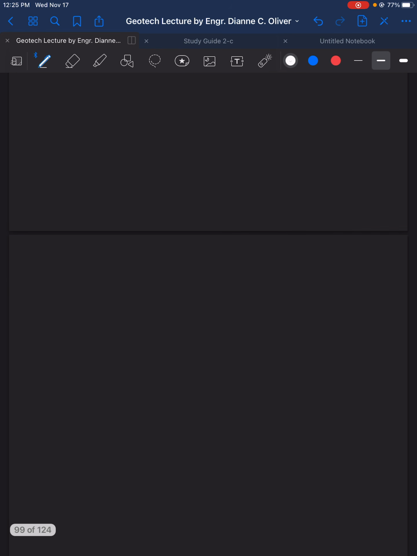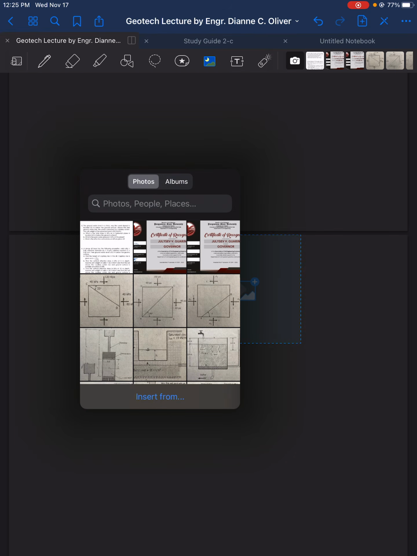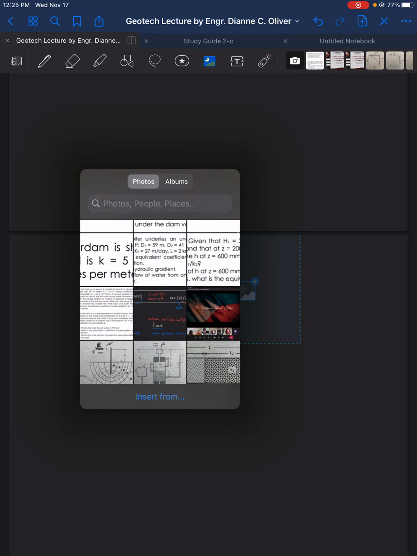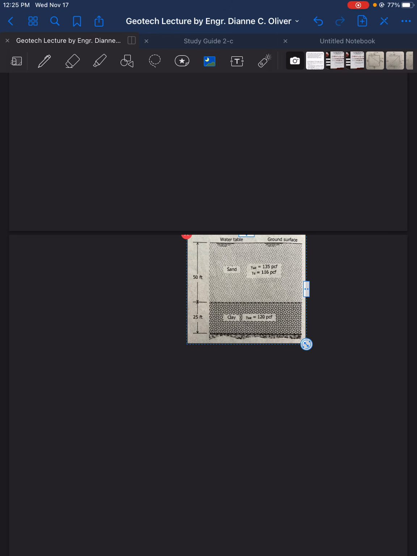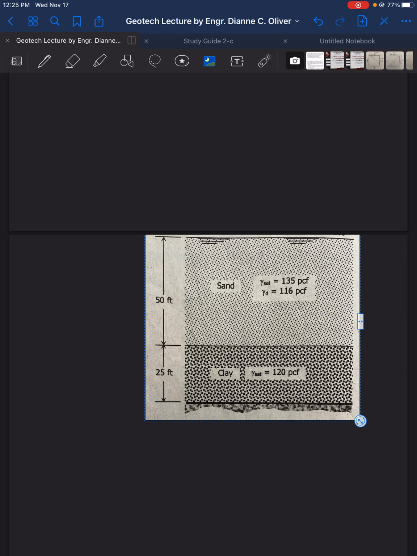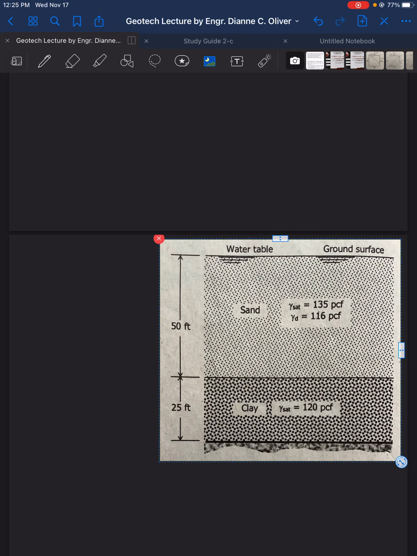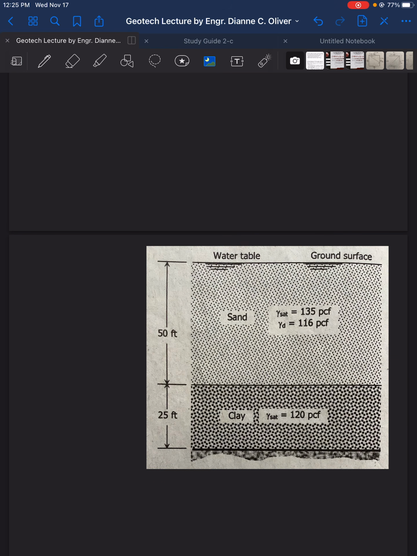Okay, so maybe I could use some drawings here. Picture. So it will become clearer.